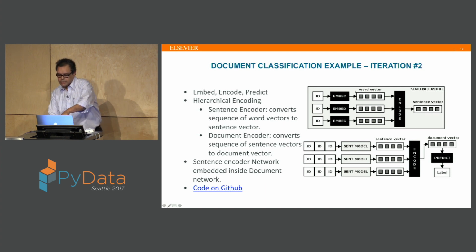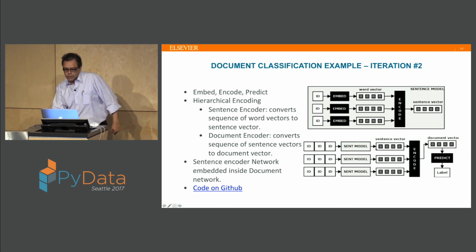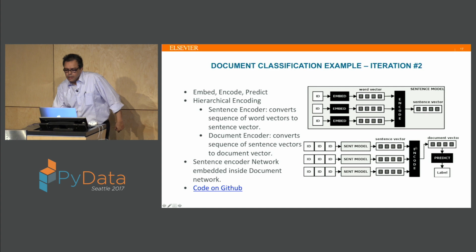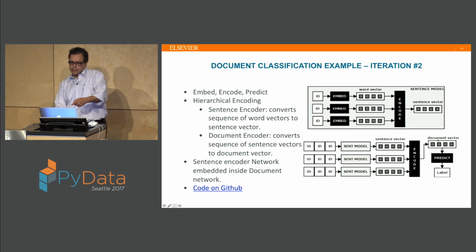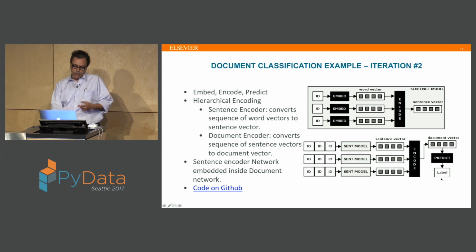And once I have this model, I embed it into my document network. Each of these, I just embed the reference of this in here. I'm given a sequence of ints, essentially a sentence, and I send it through my sentence model. It gives me a sentence vector. I encode that, which now gives me a document vector. I take the document vector, send it through my predict step, and I get my label.